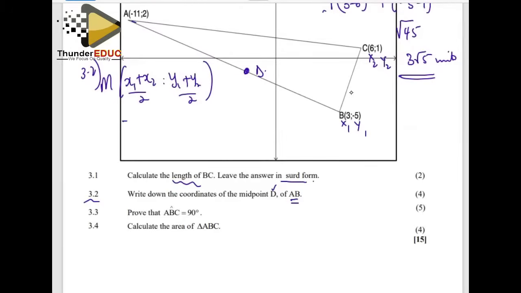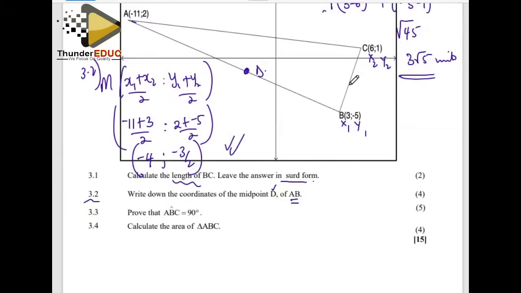So it's going to be negative 11 plus 3, over 2, then 2 plus negative 5, over 2. So that's going to give us negative 8 divided by 2, which is negative 4. When you add this, we're going to get negative 3/2. So negative 4 and then negative 3/2 becomes our midpoint.